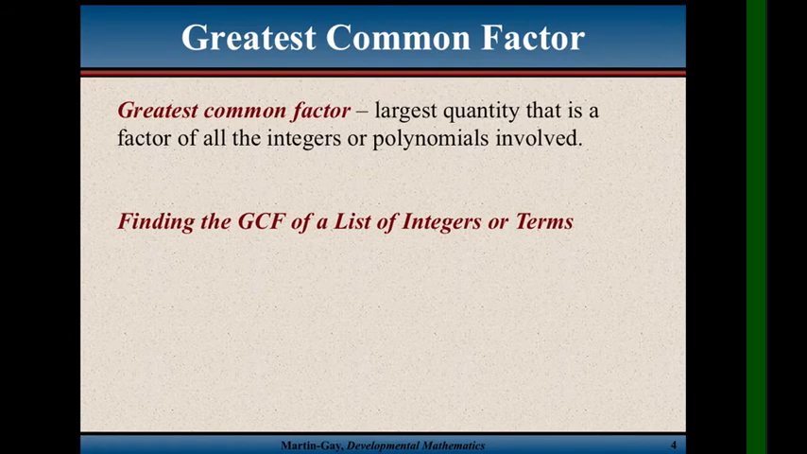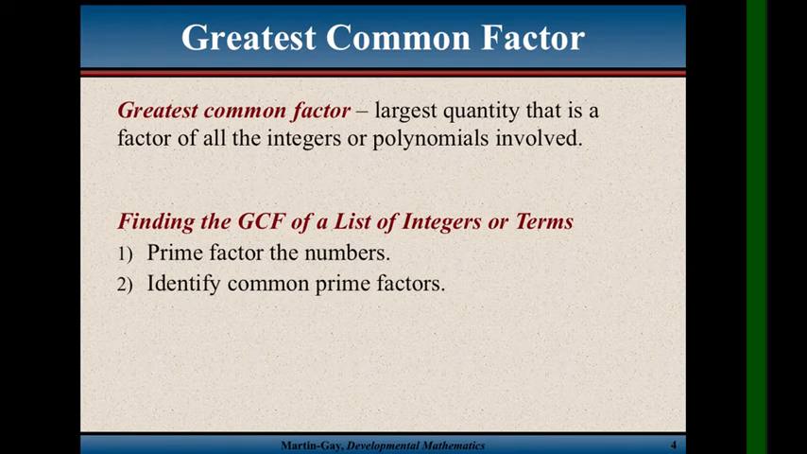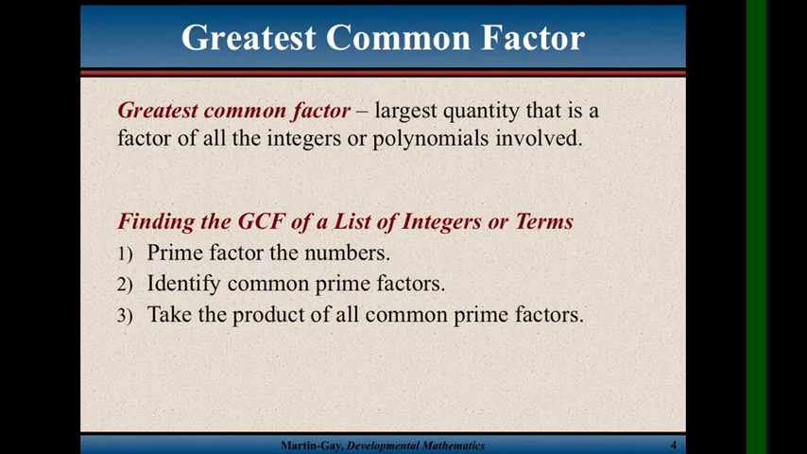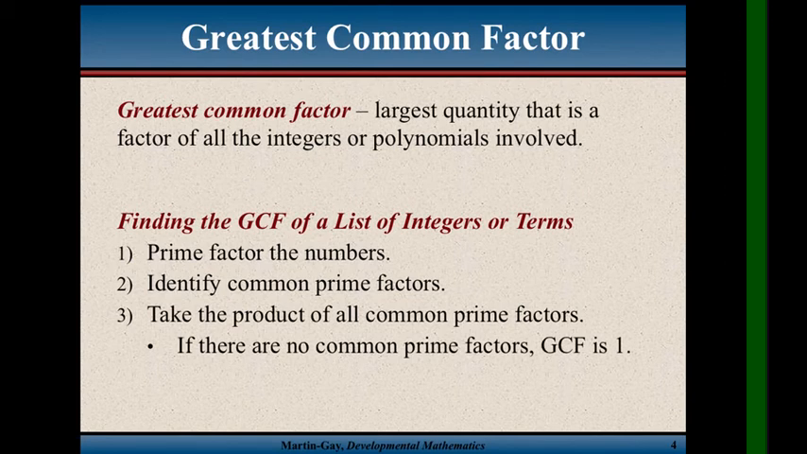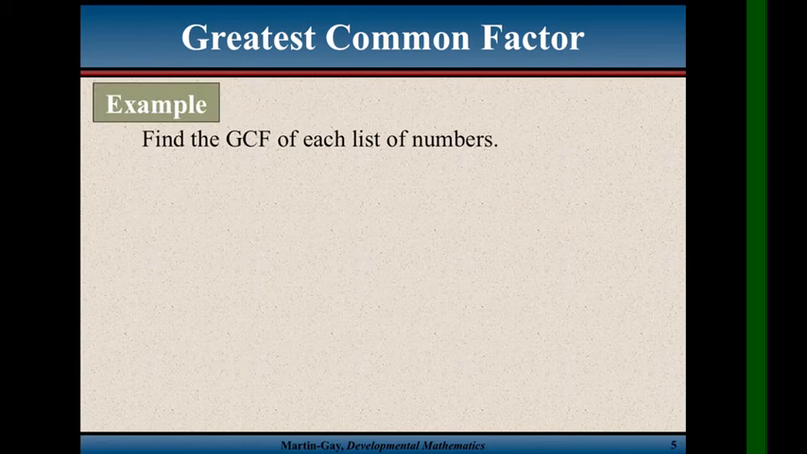Finding the GCF of a list of integers or terms. First, prime factor the numbers. Second, identify common prime factors. And then take the product of all common prime factors. If there are no common prime factors, the GCF is 1. So, for example, find the GCF of each list of numbers.